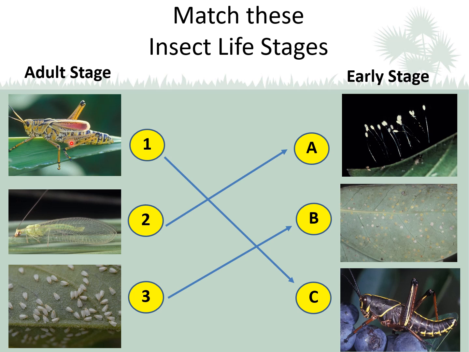The adult grasshopper, the nymph grasshopper, incomplete metamorphosis. The green lacewing, and the egg on the thread. The whitefly, and the whitefly.